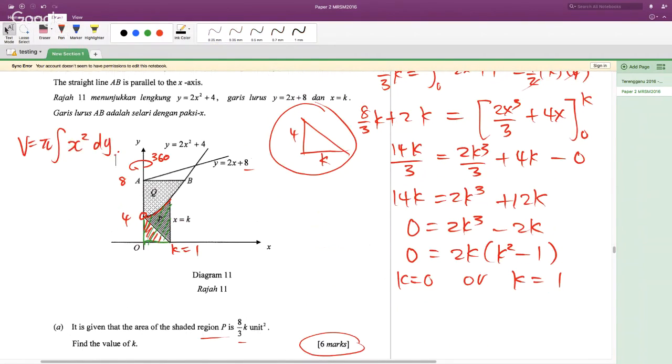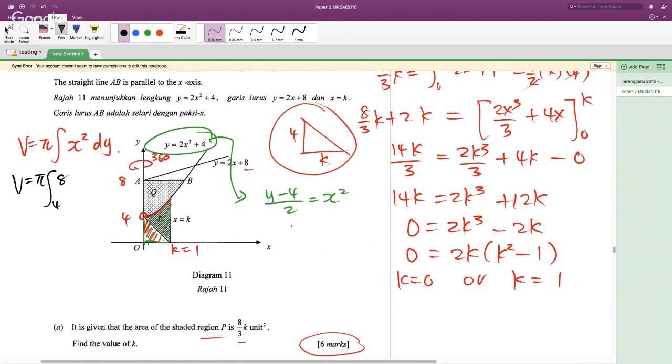So that means you need to make x squared the subject first. From this equation, I'm going to make x squared the subject first. So I will get (y minus 4) over 2 equals x squared. If I have it already, I just substitute into the formula here. V equals pi. My limit here for Q is from 4 to 8.